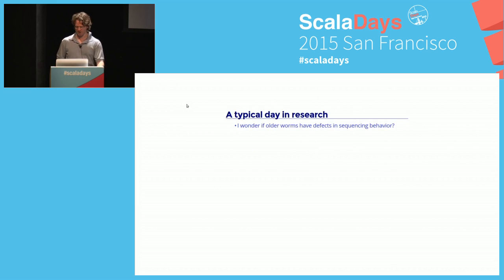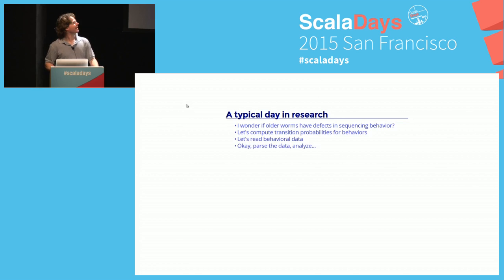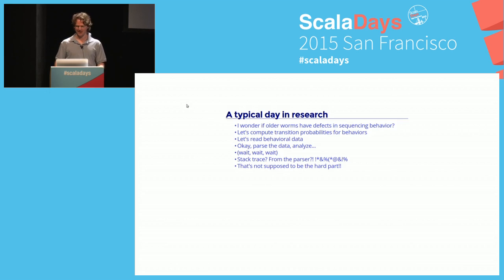This is how things go for me fairly often. I think, I wonder if worms have trouble sequencing their behaviors as they get old, right? There are these action patterns where they do one thing and another thing and another thing. So I'm thinking about science, I want to look at the probability of these transitions. So let's compute these, and I need to read my behavioral data, so I'm going to parse it, and then I wait for a little while, and then what? There's a stack trace and the parser's broken? What? This is not what I was expecting to be the hard part. I was expecting to be thinking about the science, and I'm thinking, I can't even read my data.